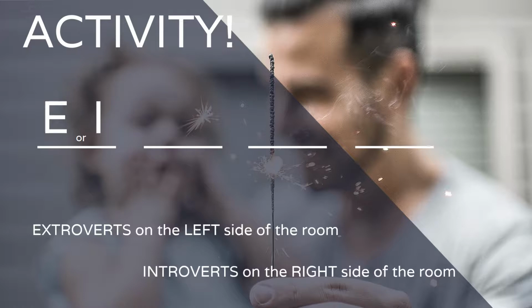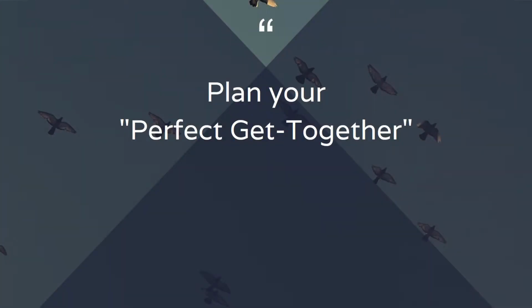For the first activity, we'll be splitting students into extroverts or introverts. Have your extroverts on the left side of the room and your introverts on the right. The first activity that they'll be doing as a whole is in groups. Students will be planning their perfect get-together. So all of your extroverts are going to plan to get together themselves. All of your introverts are going to plan to get together.